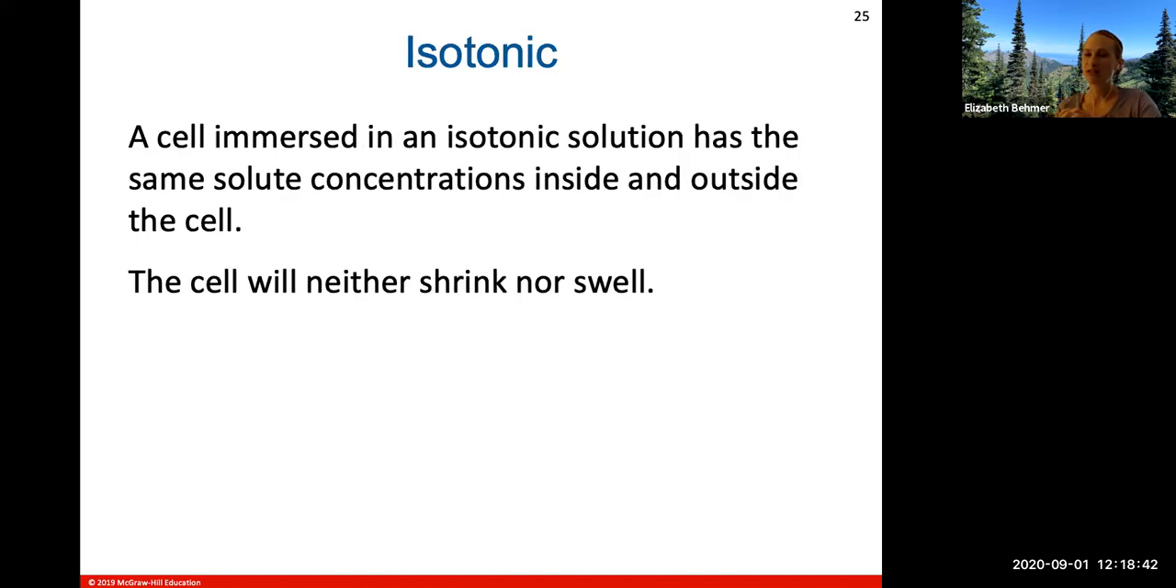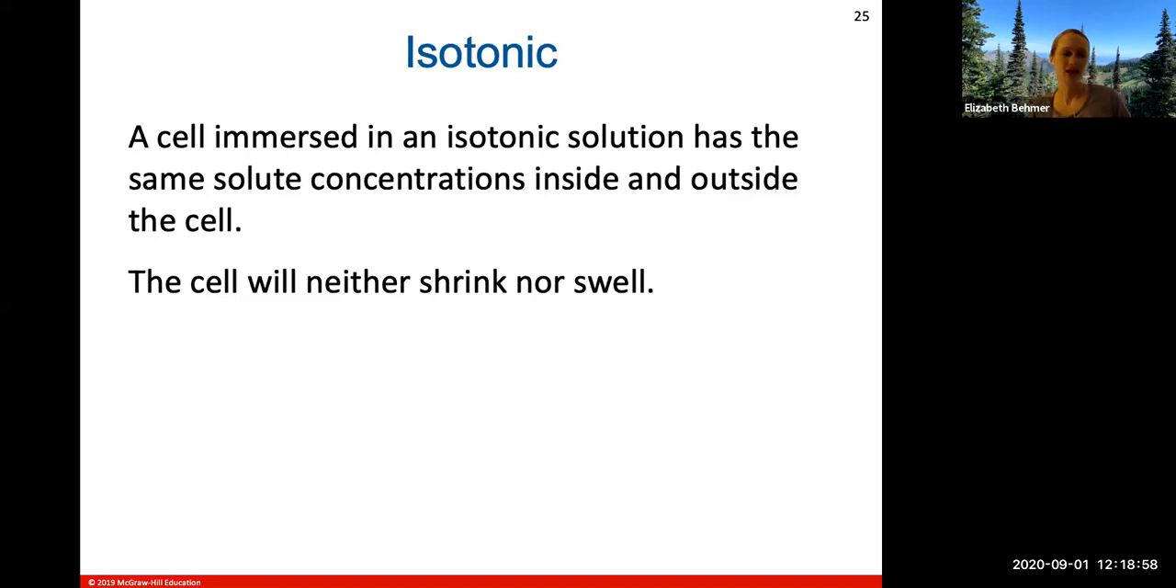An isotonic solution: if a cell is put into an isotonic solution, it will have the same concentration of solute inside and outside of the cell. So water can still move freely into and out of that cell, but the cell will neither shrink nor swell.